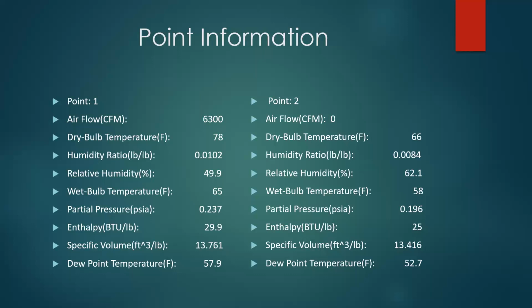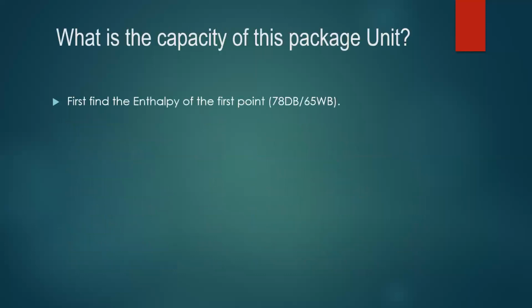Let's say that we are looking at a 70 degree, 50% RH area. That means our dew point needed to be 50 degrees. So we're not even close on any of this. So what did we do? First, we found the enthalpy of the first point, which happens to be 29.9.